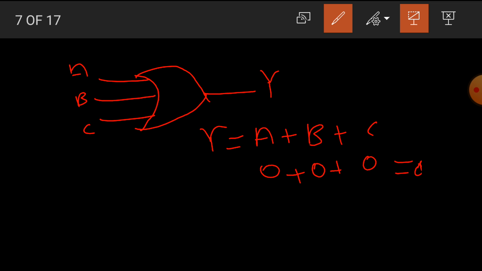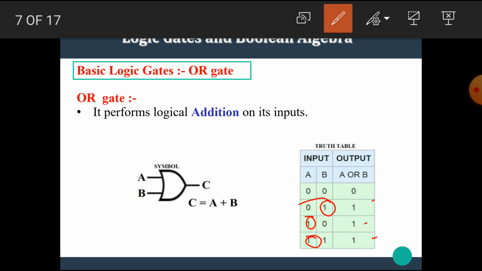Output is 0. If A has the value 0, B has the value 0, C has the value 1, then the output is 1. If A has the value 1, B has the value 1, and C has the value 1, then the output is 1. I hope you all understand.